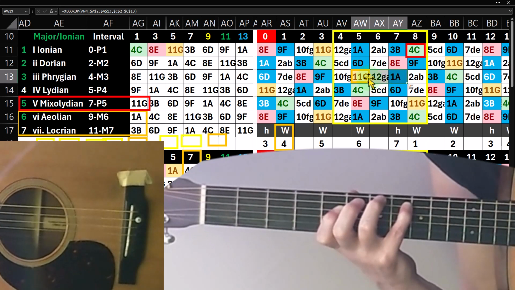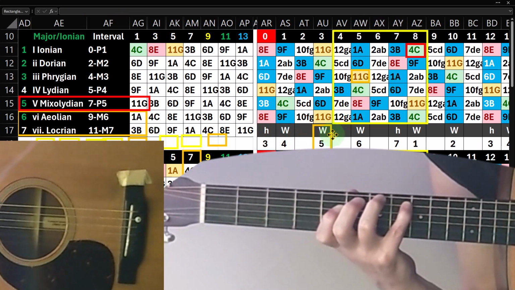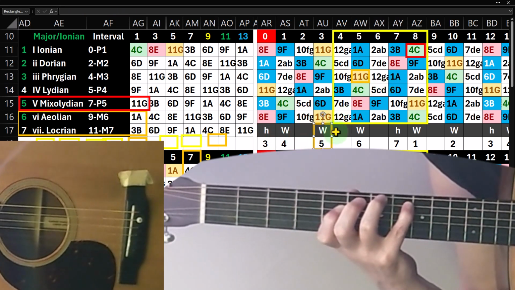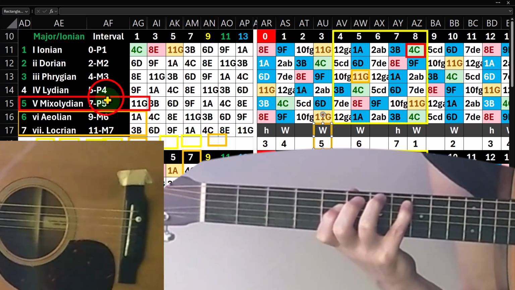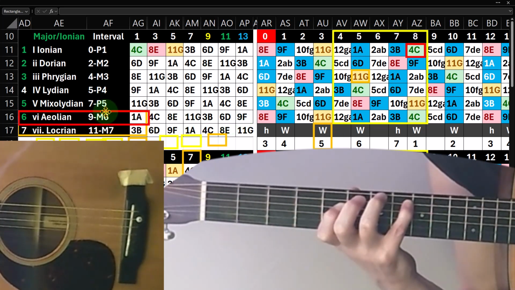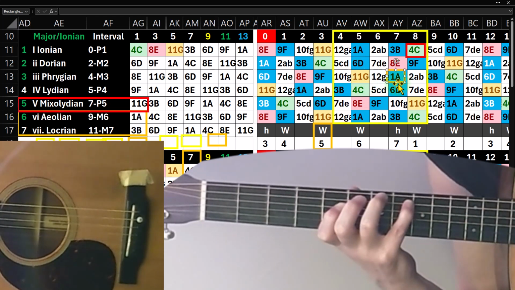All right, and then if we go from the 5th to the 6th, let's do it this way first. Wait a sec. 5th to 6th is a whole step. 5th to the 6th is a whole step.